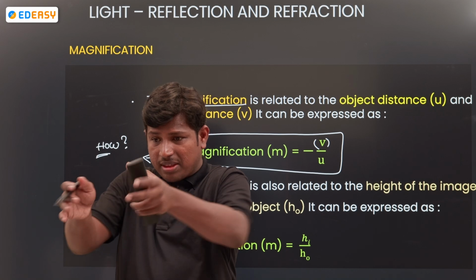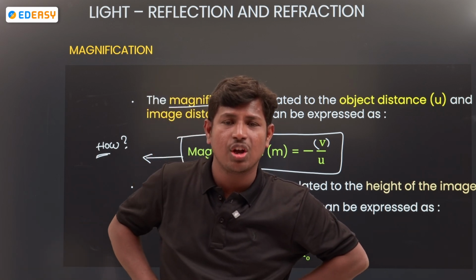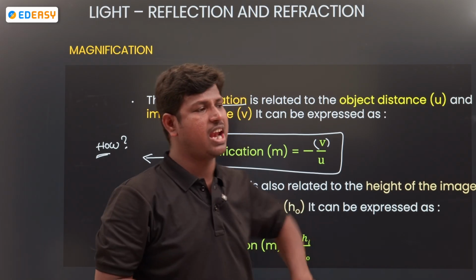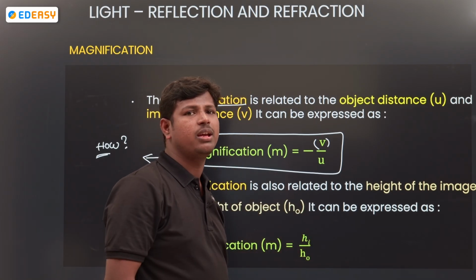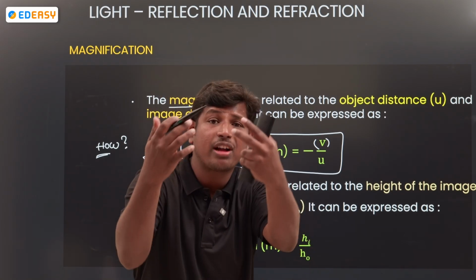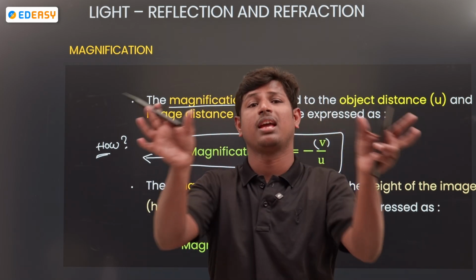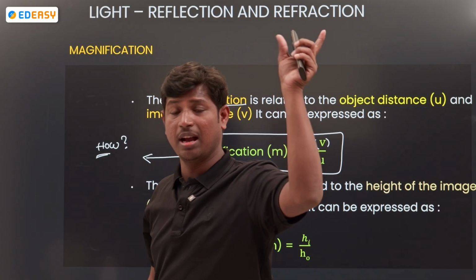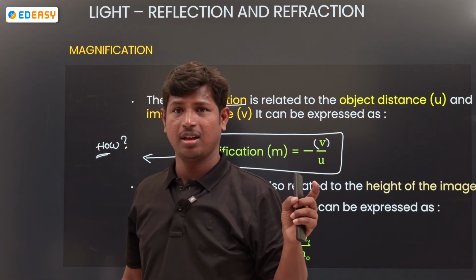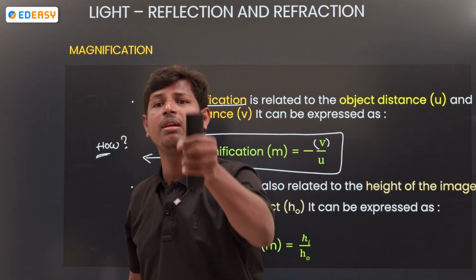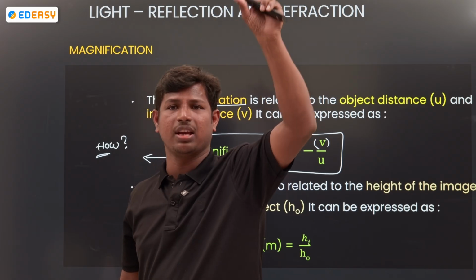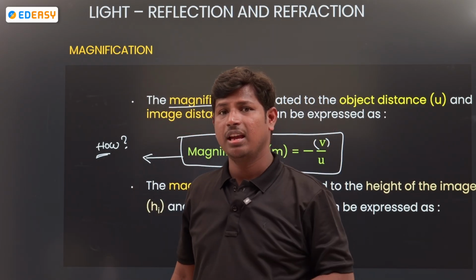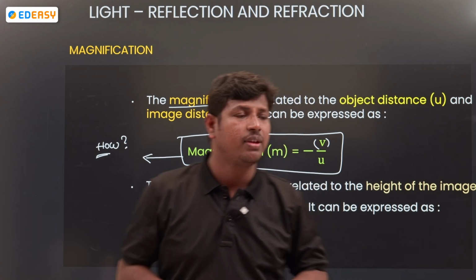If you stand in front of a plane mirror, is there any change in the image? No change. The object and image are the same. If I stand in front of a concave or convex mirror, the difference will be there. So magnification is nothing but how the image will be compared to the object. The ratio of image to object we call magnification. Then the formula is minus v by u.